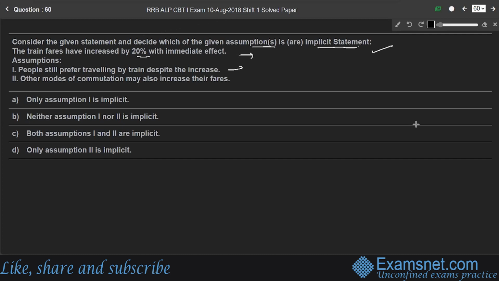So people still prefer traveling by train despite the increase. It supports, so it is implicit. Whereas the second one, other modes of commutation may also increase their fares. There is nothing mentioned about the probability of fare hike in other commutation modes. Therefore, the second assumption doesn't support. So only assumption one is implicit. Option A is the right answer.